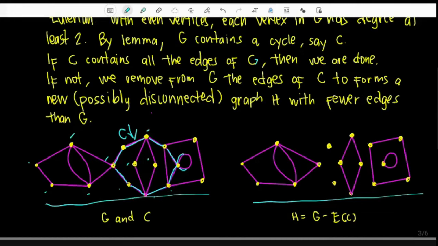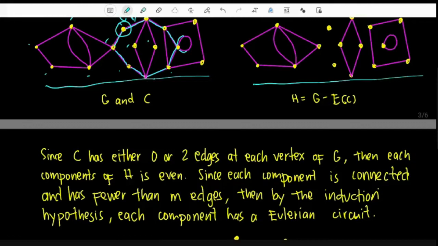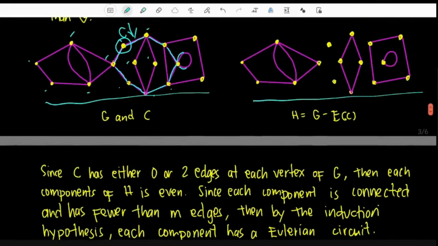Okay. Now, if we remove C's edges, for each vertex that is on C, what you remove is two edges. Right? Meaning, you removed an even number of edges. Since C has either 0 or 2 edges at each vertex of G, each component of H is even. Right? When you remove C, if that vertex is on C, then two edges are lost from it, so what remains is still even. If the vertex is not on C, then removing C removes no edges. For example, this vertex is not on C, so when you removed C, the number of edges incident to that vertex stays the same.